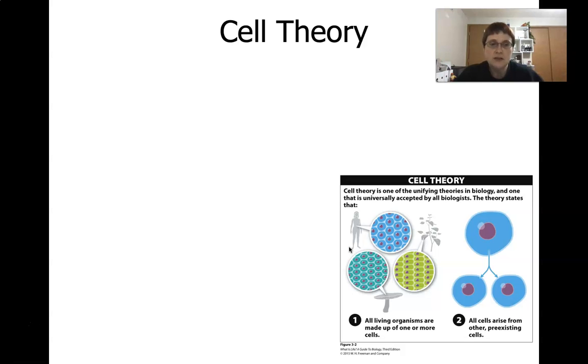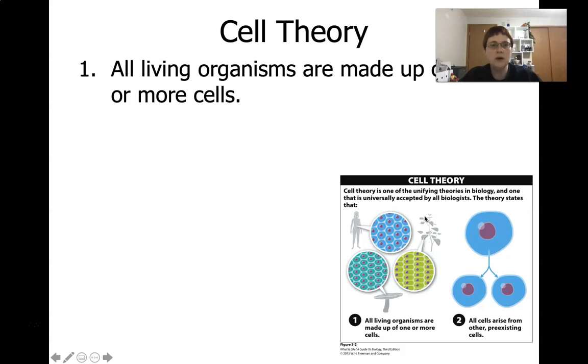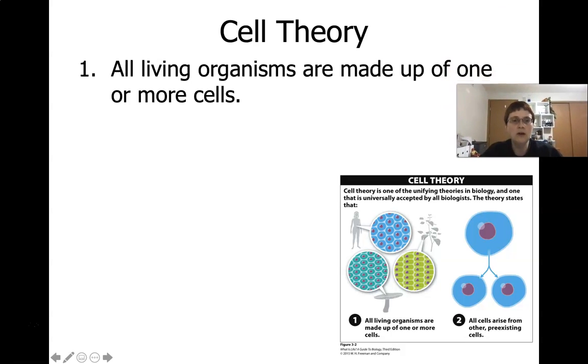Now, all cells, though, do have the cell theory applied to them. And just like the theory of evolution, we have cell theory. And there's two parts to cell theory. You can see the picture down there. So the first part is that all living organisms are made up of one or more cells. So that's pretty straightforward, right? And that part of the theory was really easy to come to, because we could look.